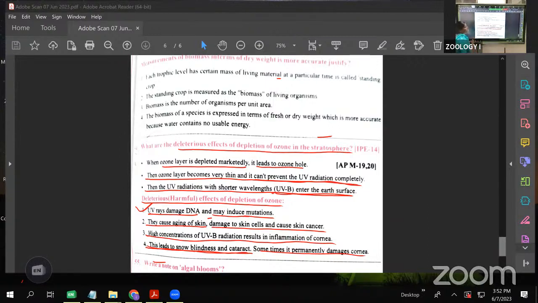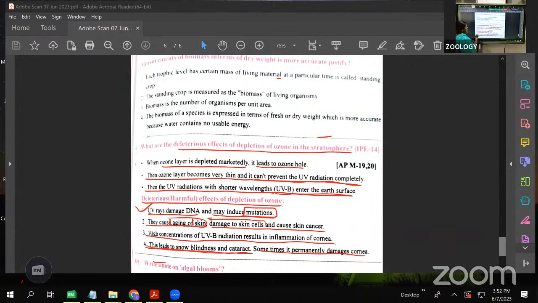UV rays damage the DNA material inside each and every cell. Genetic material DNA is there. If the DNA structure is changed, automatically it causes mutation. Sudden changes will occur. The UVB rays mainly damage the skin, causing aging of the skin and damage to the skin cells, and sometimes also causing skin cancers.